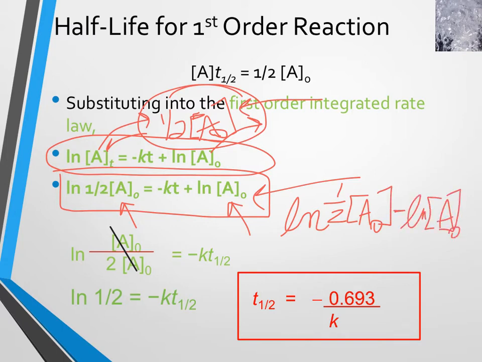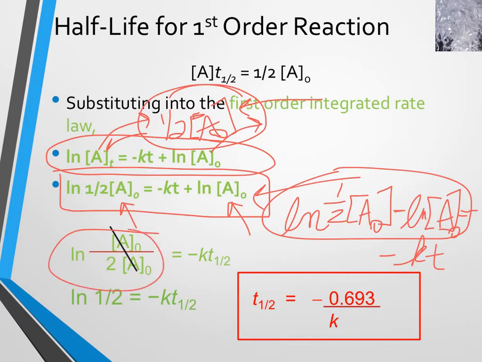On the left side, and then equals minus kt. Remember the property of logs, that if you're subtracting logs, you can put them in a ratio or fractional form like this. Now that you have them in that form, you can cross out the A sub naught, the initial concentration of the material, and you end up with natural log of 1/2 equals minus kt.